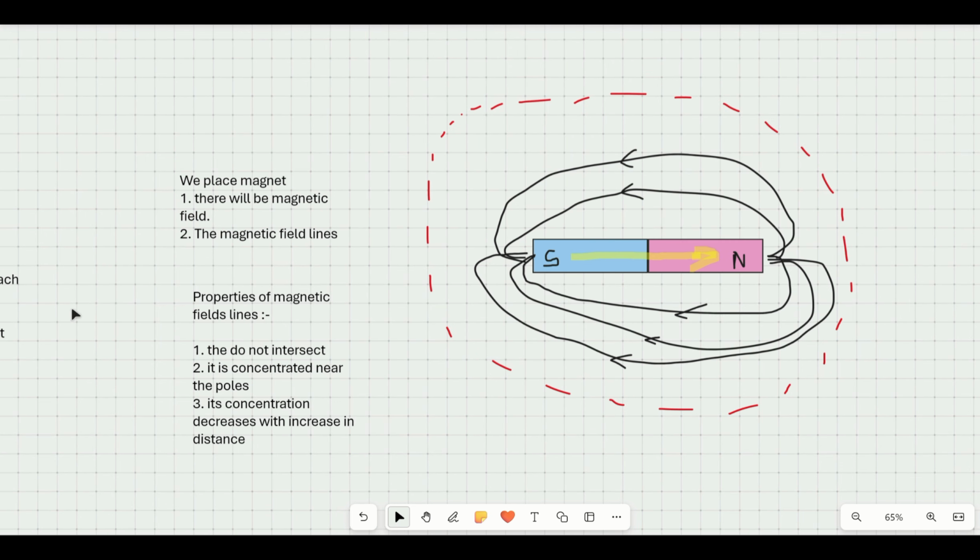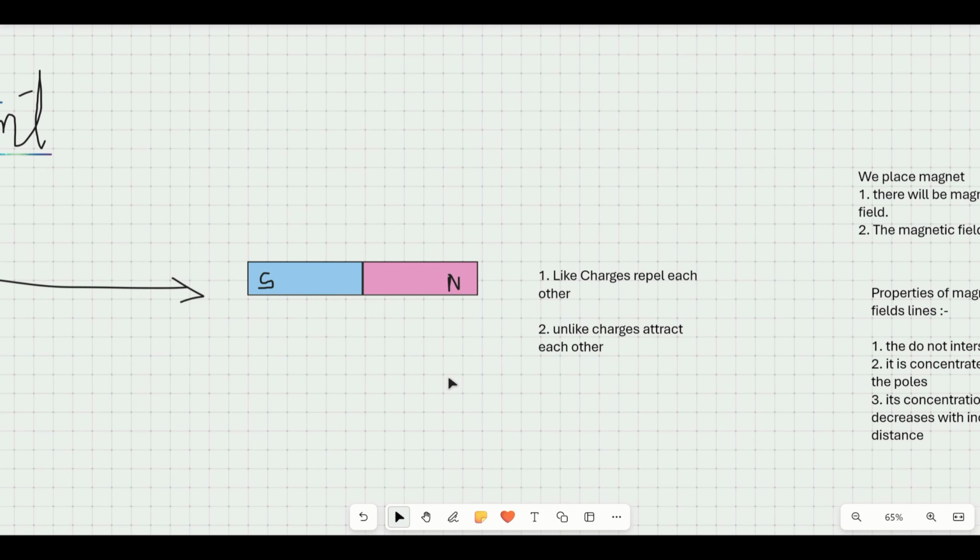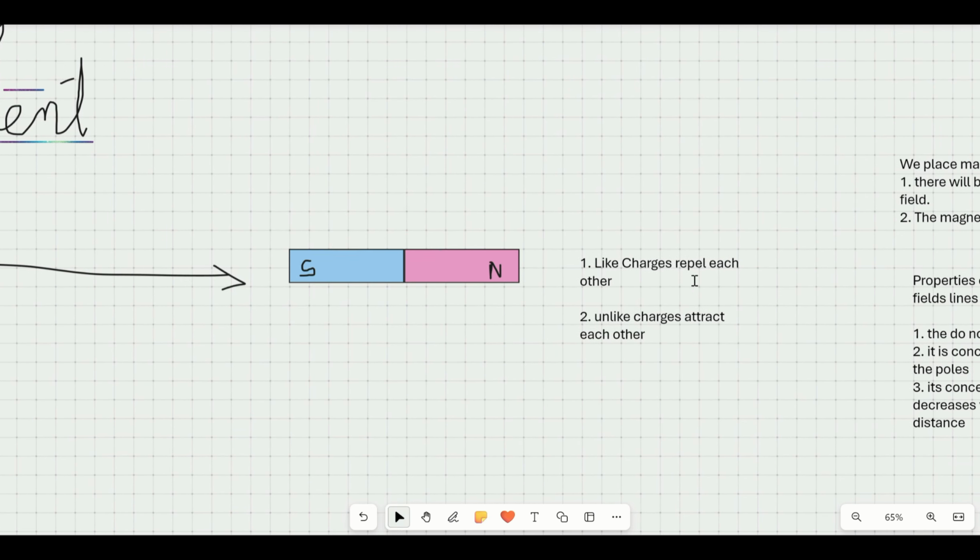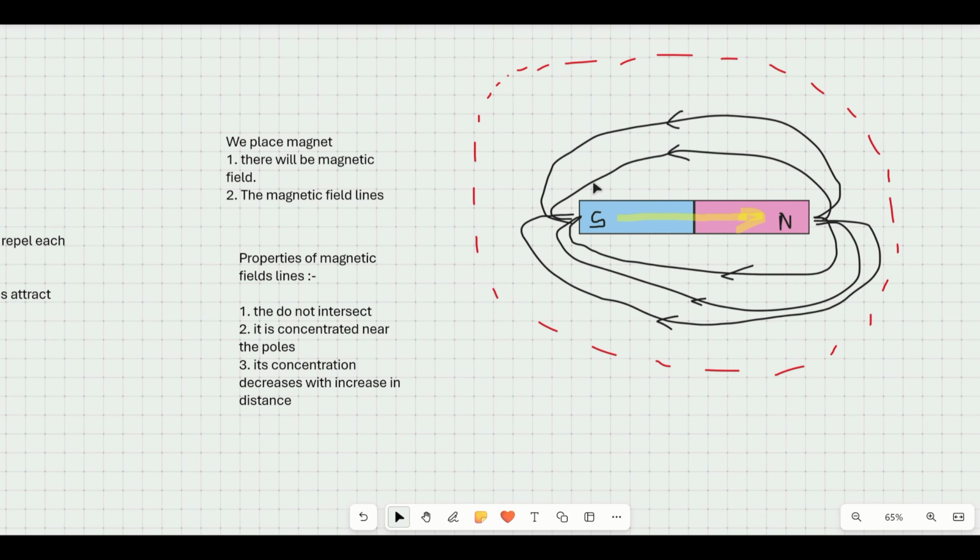So what we studied till now: the basic magnet, which is a bar magnet. Like poles, north and north, repel each other, and unlike poles, north and south, attract each other. Then we studied that when we place a magnet, two things happen. First, a magnetic field is generated. The magnetic field is a virtual imaginary sphere around the magnet in which the magnetic field lines are present. Then we studied what magnetic field lines are: imaginary lines that go from north to south outside and from south to north inside.